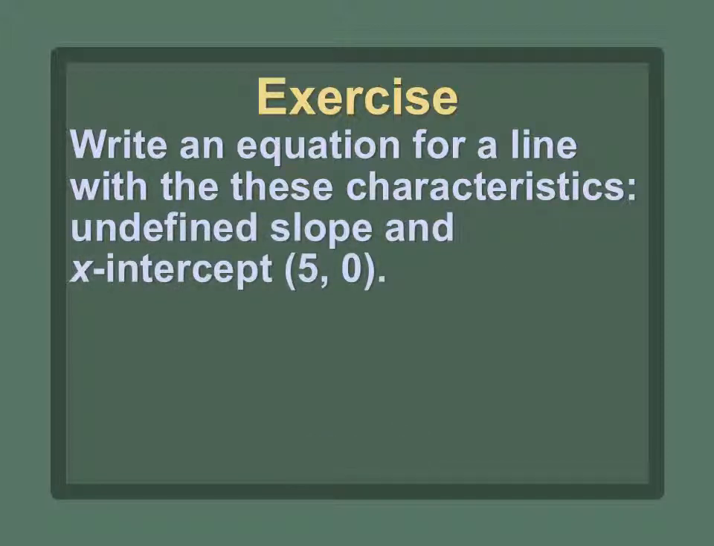What about an undefined slope and the x-intercept (5, 0)? Remember, an undefined slope means that it's no longer y equals, it's going to be x equals, because it's not a function anymore. It's going to be a vertical line, so it has to be x equals. Since the x-intercept is (5, 0), we get the equation x equals 5.